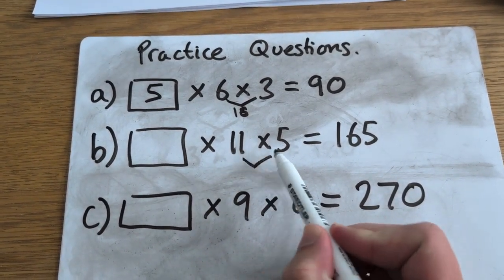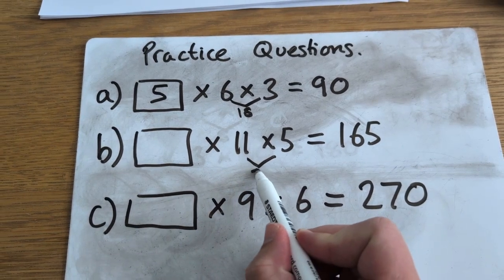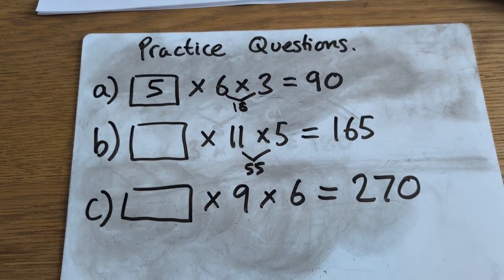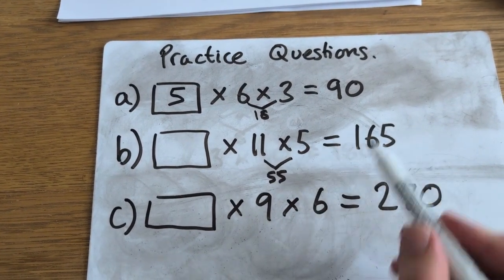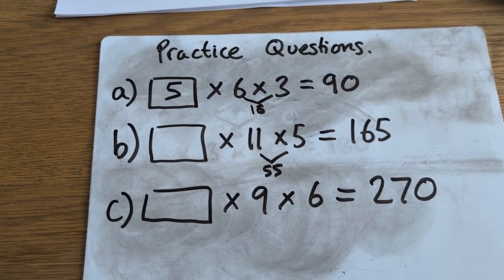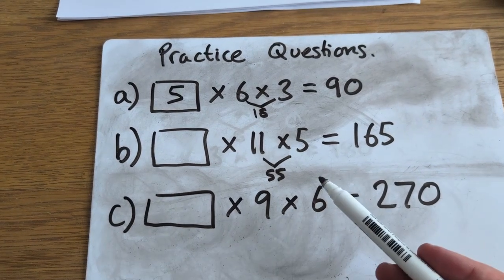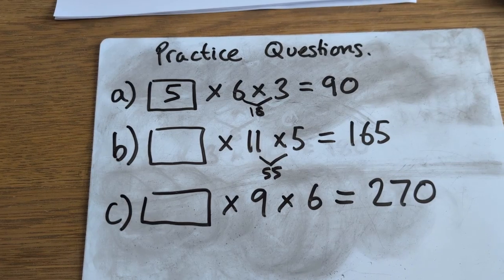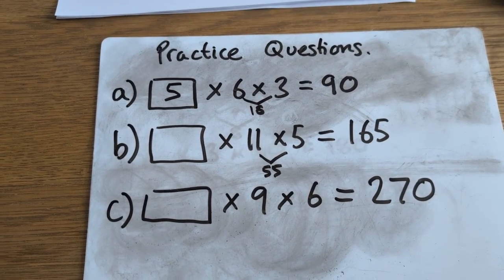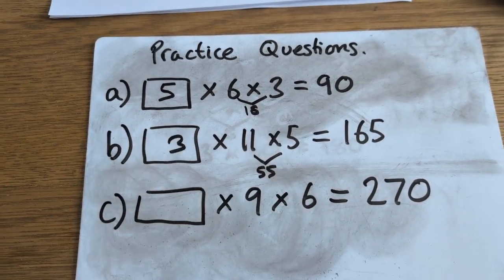This one, we've got 11 times 5. 11 times 5 is 55. Then I need to think, okay, well, how many 55s do I need to get to 165? So I know that 55 add 55 would be 110. And then if I had another 55 to 110, that's going to be 165, which gives me 3.